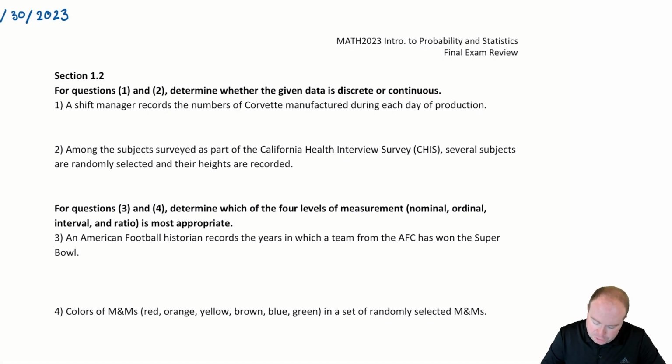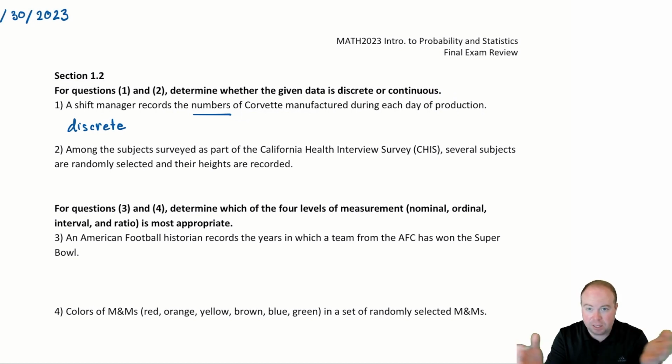So a shift manager records the number of Corvettes manufactured during each day of production. So this right here, we're looking at the number, so it's going to be discrete. If we were looking at how long it would take for a Corvette to be manufactured, maybe 5 hours, 23 minutes, 14 seconds. And again, we can always get more precise, hence the continuum. That would be the idea of a continuous data set.